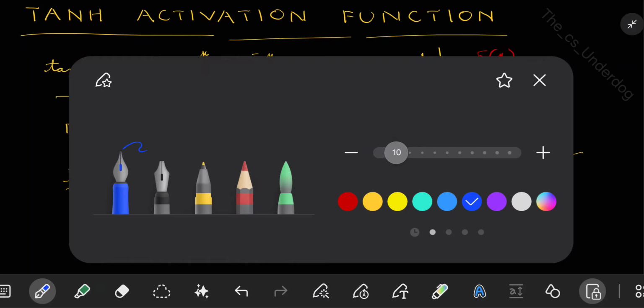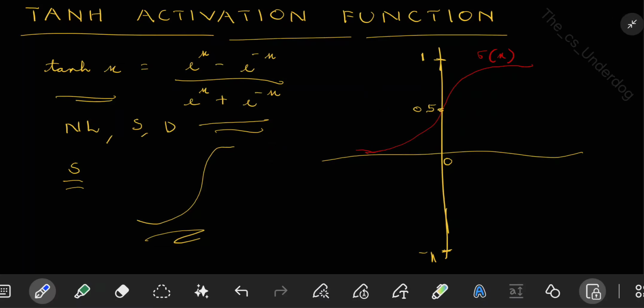Instead, if I'm using tan h, then what happens? Tan h has the same sigmoid shape, but the difference is it is zero centered. So it starts from somewhere here, then it comes like this, goes through the 0 and then it saturates at 1. This is tan h.